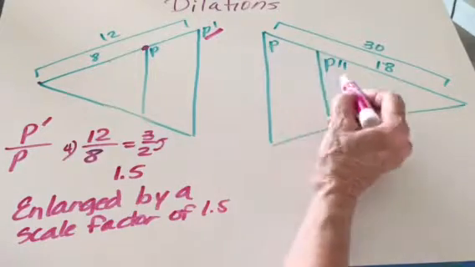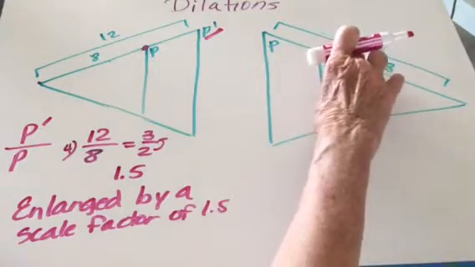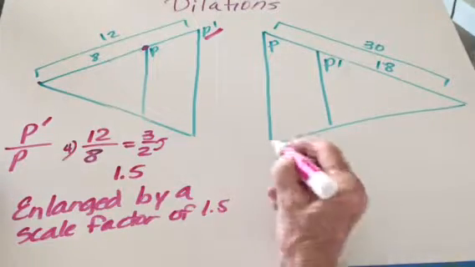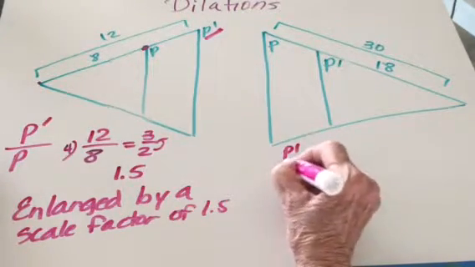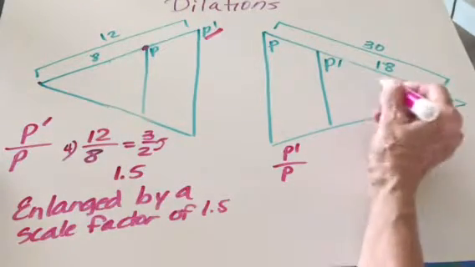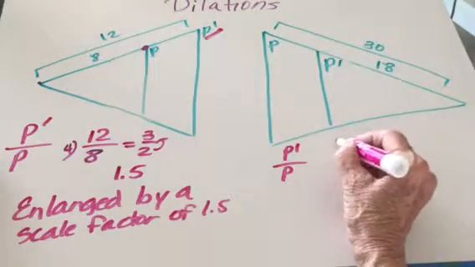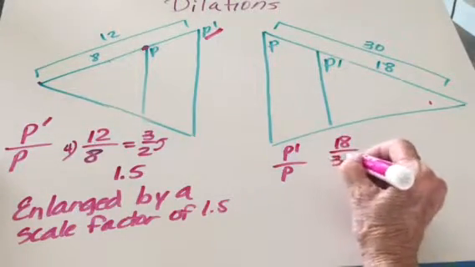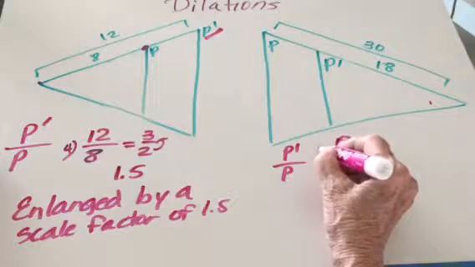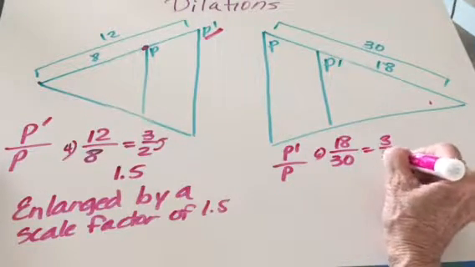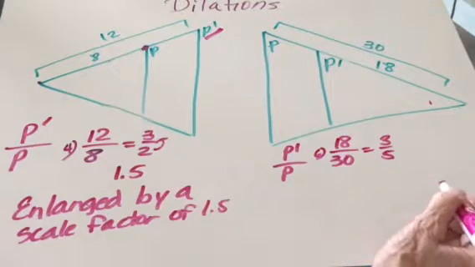We're going from P to P prime. Well, we know it's getting smaller. But I still have to put P prime up top and P on the bottom. Okay? So what's P prime? 18. So it's 18 over what? The whole thing is 30. I can reduce that. I can divide by 6, and that will be 3 over 5. All right, that's a fraction that's less than 1.